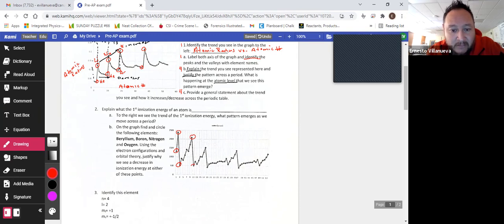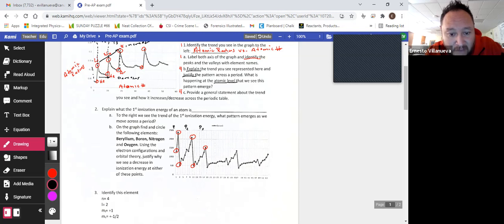Right here is sodium. And as we get to the end, this is argon. Okay, so if I'm looking at the periodic table of elements, I can see that this here represents period 1. This here represents period 2. This here represents period 3.